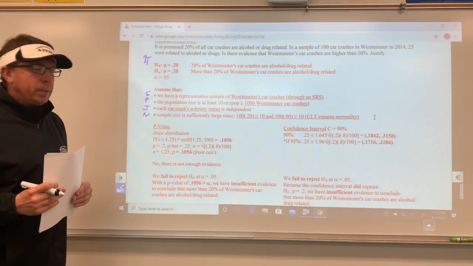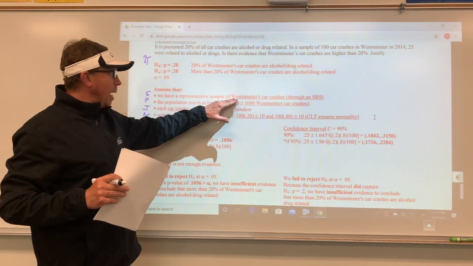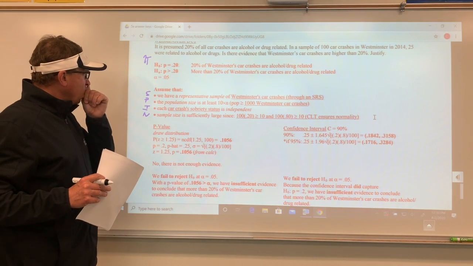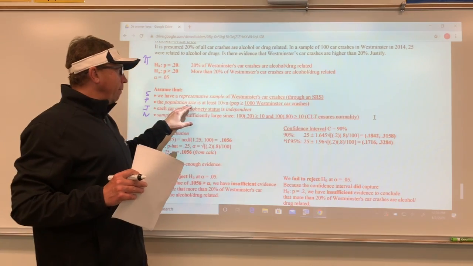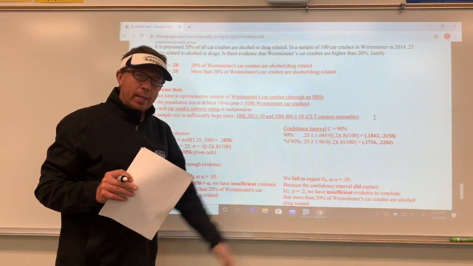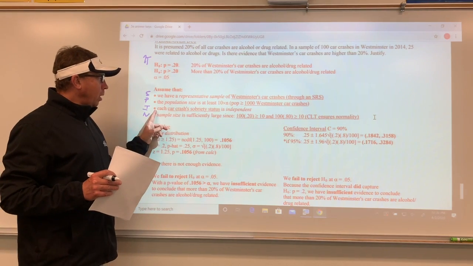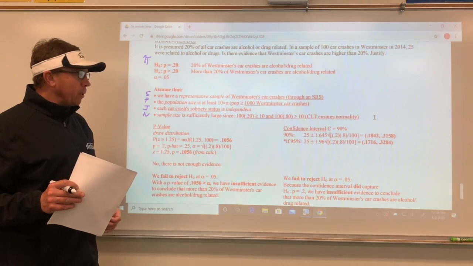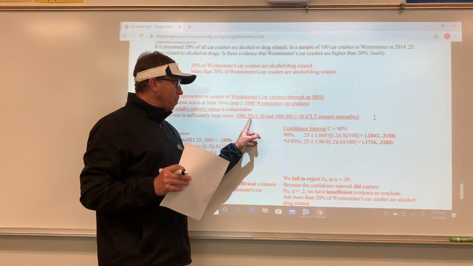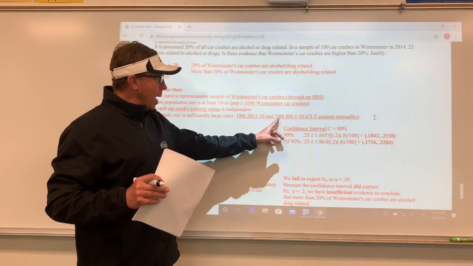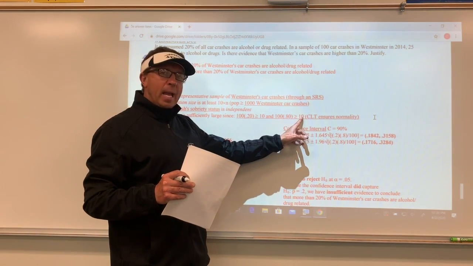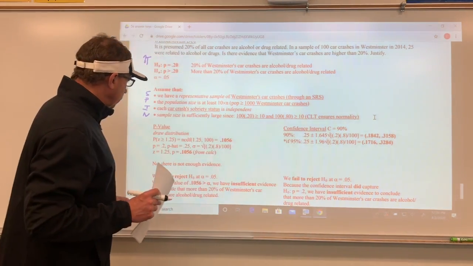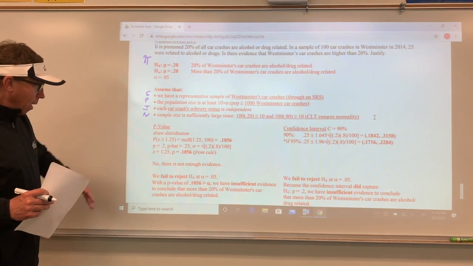S is representative sample. Assume we have a representative sample of Westminster car crashes. P, assume the population of car crashes is at least 1,000, which I'm sure it is in any given year. I is independent: each car's sobriety status is independent. And N, do we have enough samples for a normal curve? N times p is greater than 10, that's 20. And n times 1 minus p is greater than 10, that's 80. So the CLT, central limit theorem, ensures normality.